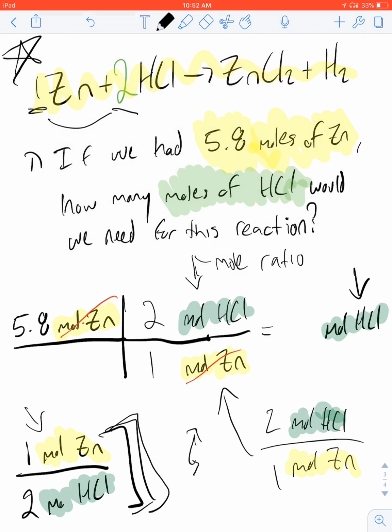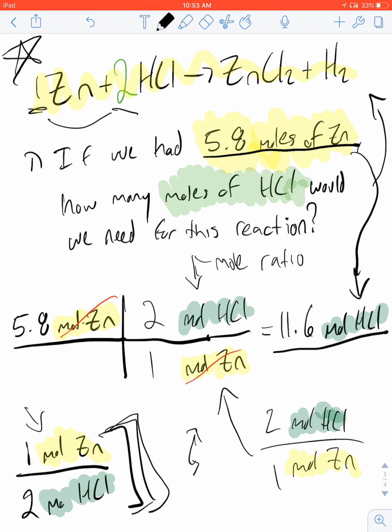So just multiply across 5.8 times 2, which is 11.6. Sounds good to me. And not worrying about sig figs, we'll just leave that answer. And so we found out that if we start with 5.8 moles of zinc, we need 11.6 moles of HCl in order to make this reaction take place.